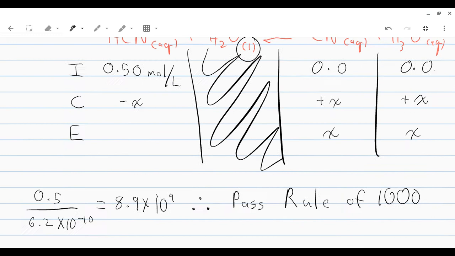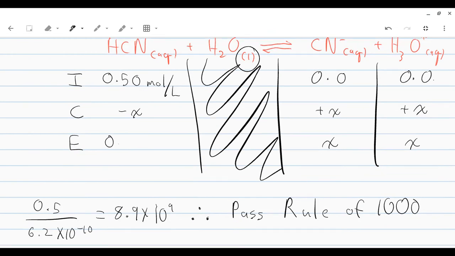Okay, so that's good for us then, because that means that we can just use half a mole per liter as our final concentration as well. Remember, the concentration of HCN is changing, but it's changing so little compared to what it starts at that statistically they're basically the same. For the CN minus and the H3O plus, however, that is a significant change because they started at 0.